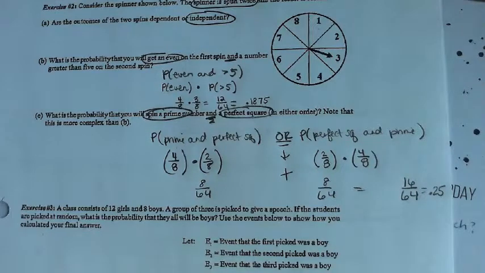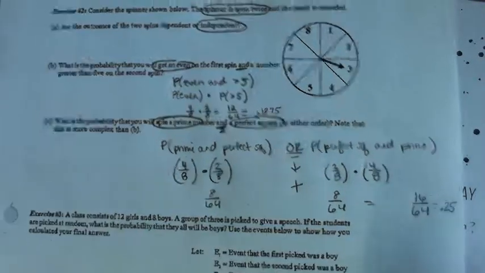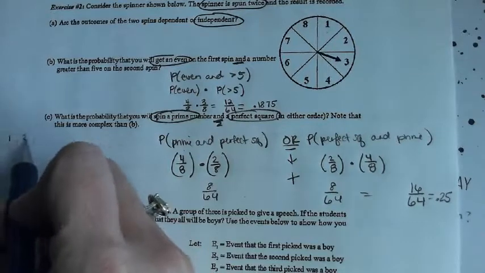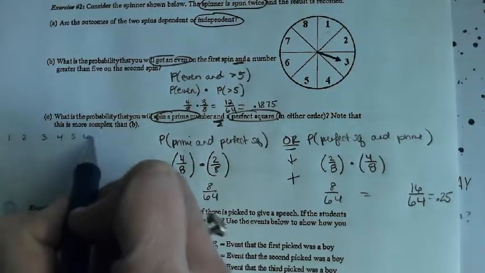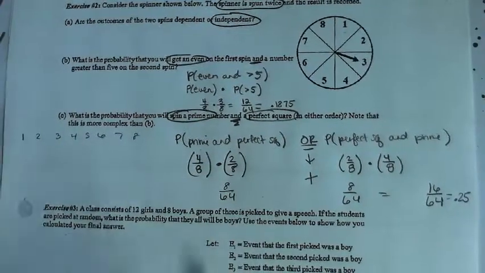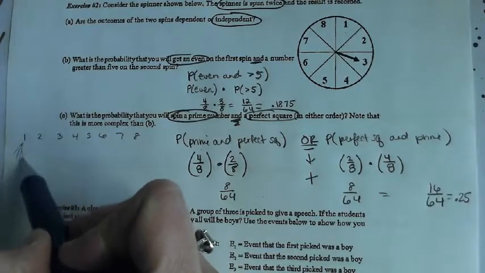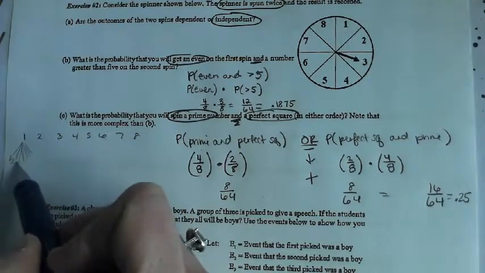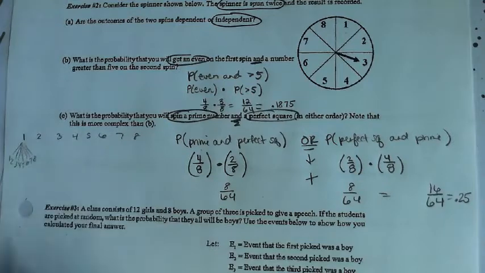Meaning, my first spin, if I did a tree diagram, think about what a tree diagram would look like. Your first spin would be a 1, 2, 3, 4, 5, 6, 7, or an 8. And then your second spin, each of those would have 8 branches. So do you see where the 64 is coming from?